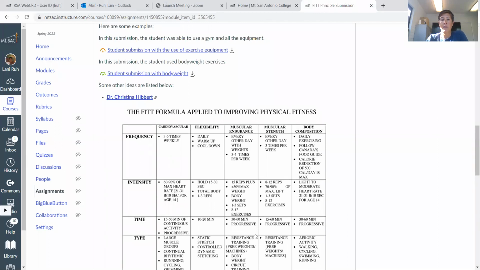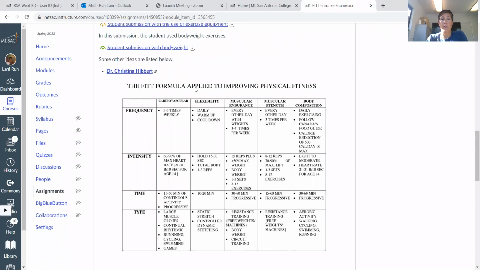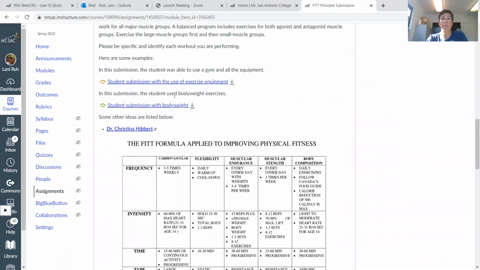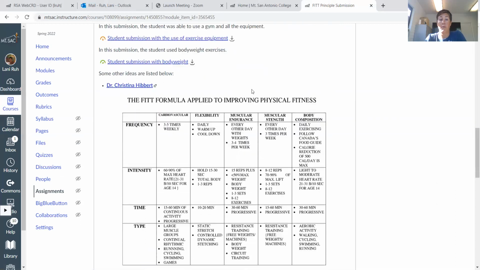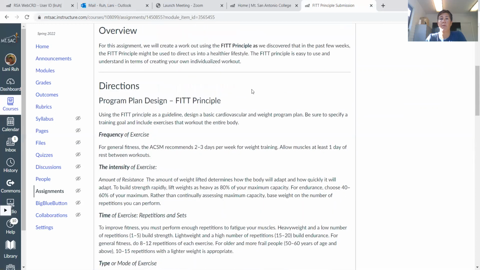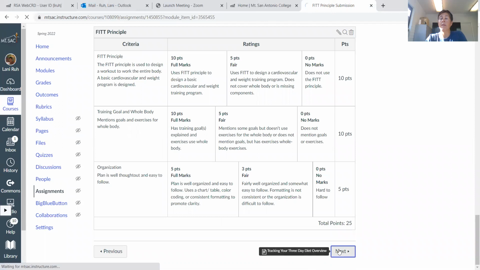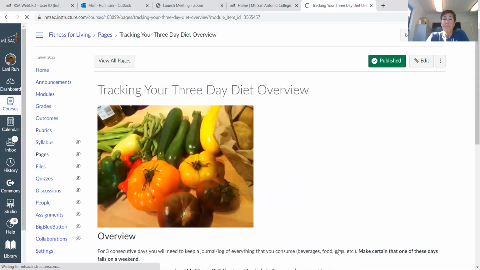And then here is an example of what this should look like, or how the FIT formula is applied. And then there's a couple other examples there for you. One is with the use of exercise equipment, and one is just a submission that used body weight only. So there's two different types you can do there as well. This just gives you an example of what it should look like, okay? And then the rubric is there as well, so you know what to expect, okay?